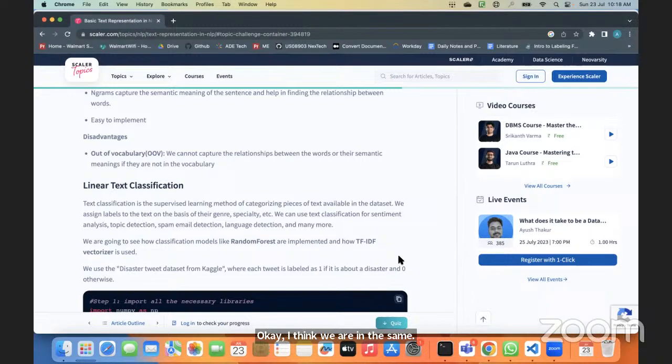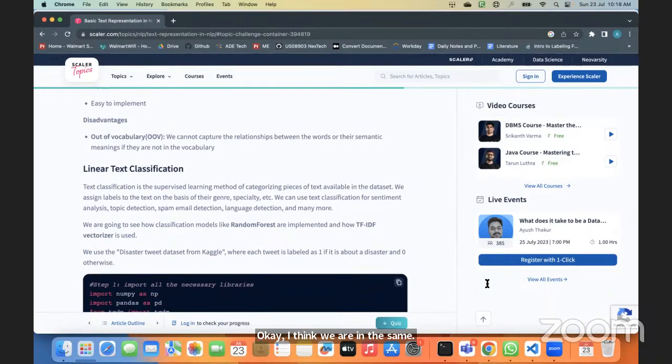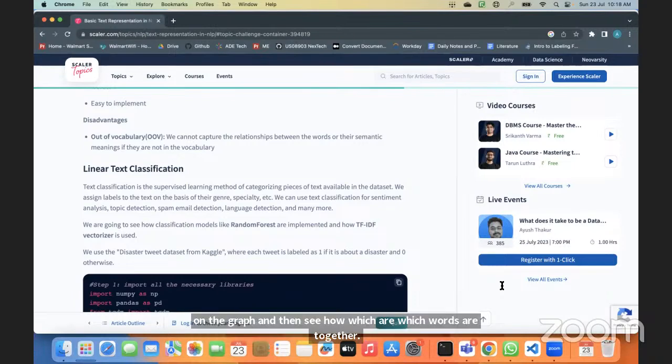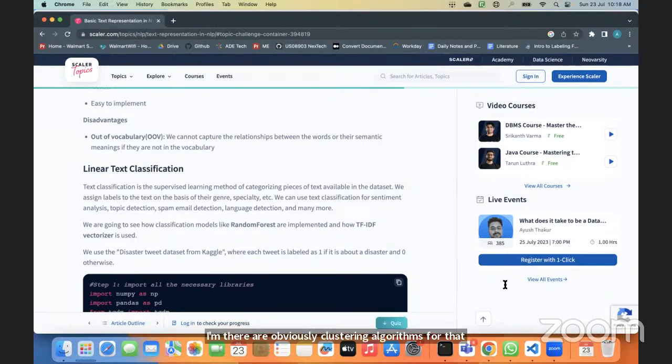Okay, so all these projects are using these. As I said, once you have vector representations of all the words, you can do any sort of mathematical juggling with them. If you want to find out how similar two words are, you can find the distance between them. If you want to cluster the words, you can just map them on a graph and see which words are together. There are obviously clustering algorithms for that, but for intuitive sake, I'm saying this.